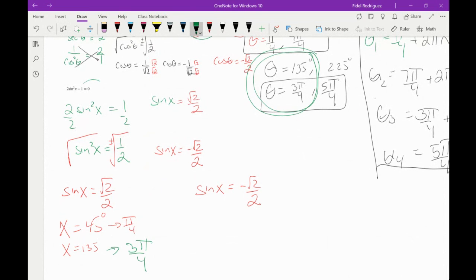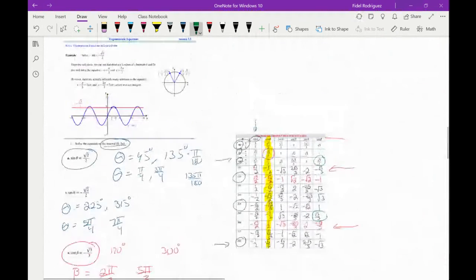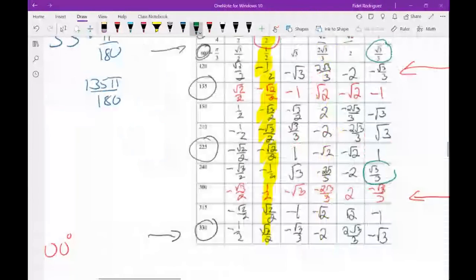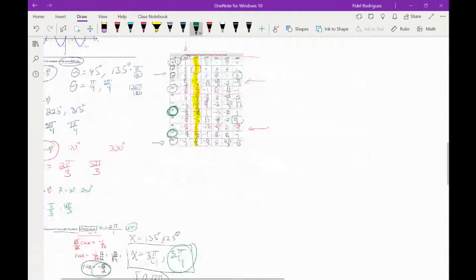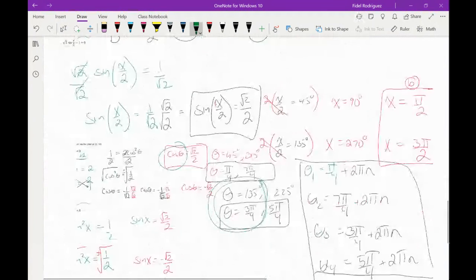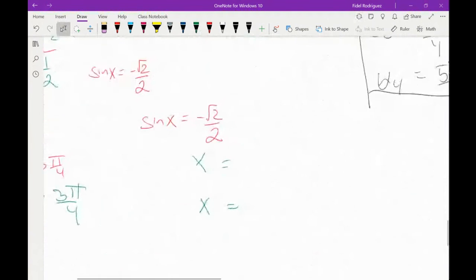And then, let's do the sine x is equal to the negative square root of 2 over 2. So what are we going to get for this one? Let's see what the two answers are going to be, right? So I'm going to scroll back over here and zoom in right here. Okay, I'm looking for the sine equal to the negative square root of 2 over 2. And it looks like it is at 225 and 315.